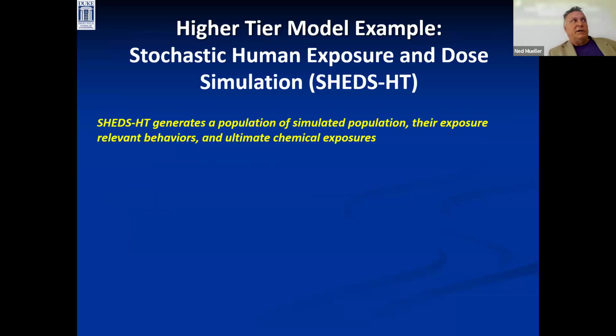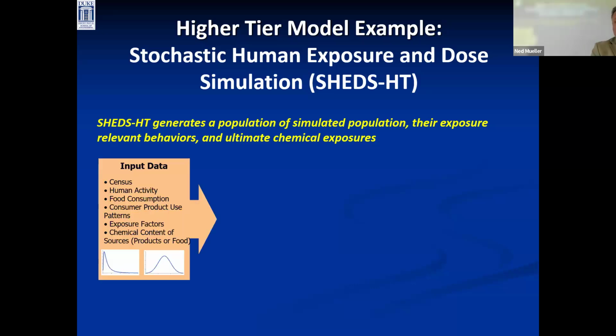Most of the work right now in modeling are stochastic models, the stochastic human exposure and dose simulation, SHEDS. HT stands for high throughput. And a few years ago, we only used SHEDS for pesticides, generally multimedia. We called it multimedia to look at all the different ways that you could be exposed. Well, now we can look at multiple chemicals, and that's a pretty cool model.